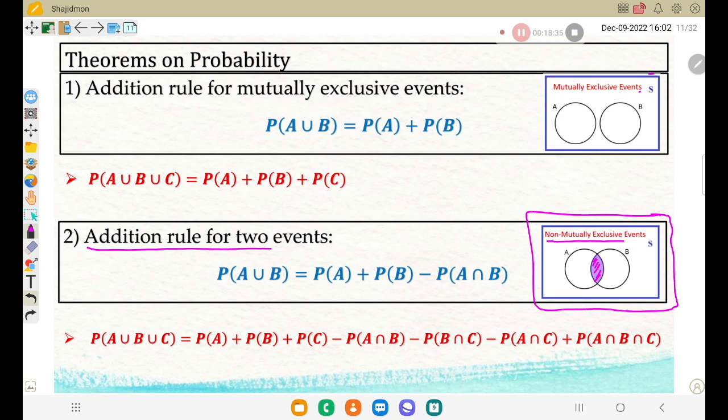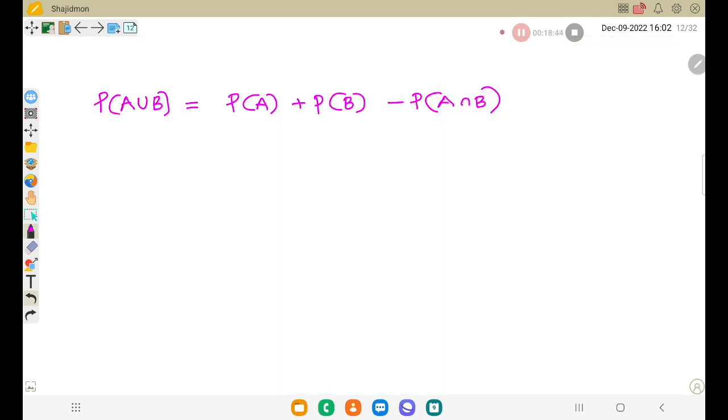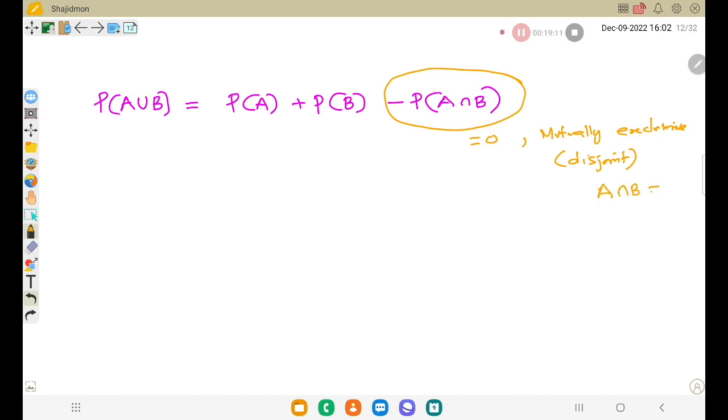Now if two events are mutually exclusive like this, that means there is no intersection here, the first picture. If there is no intersection, what happened? What I told you just before, this portion will be 0, correct? This portion will be 0 if it is mutually exclusive, correct? Mutually exclusive or disjoint set means A intersection B should be empty. So probability of A intersection B becomes 0, correct? A intersection B is an empty set if it is mutually exclusive or disjoint.